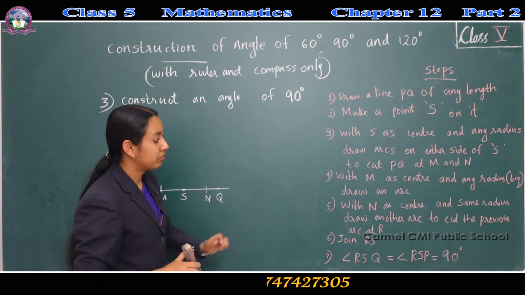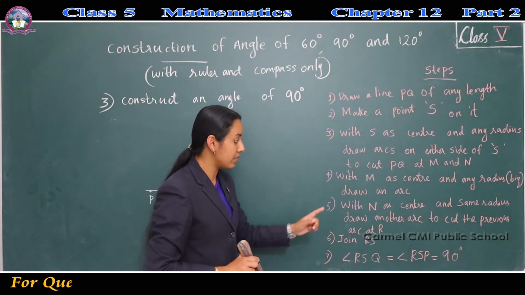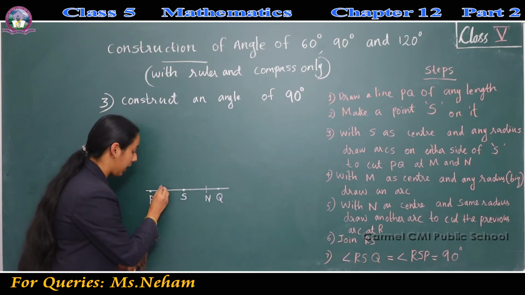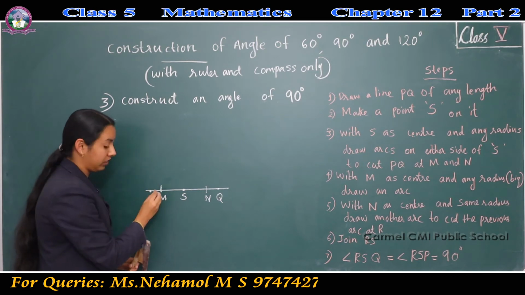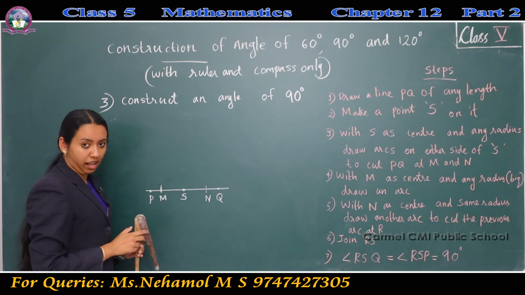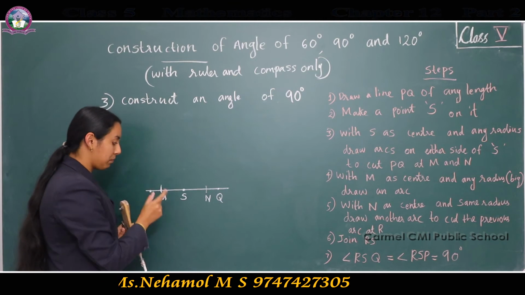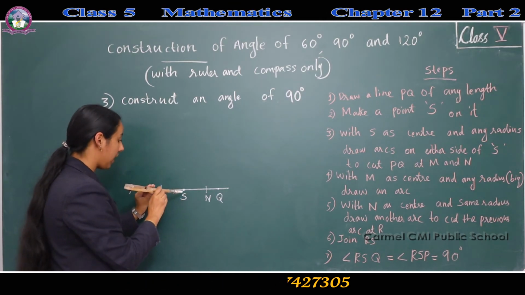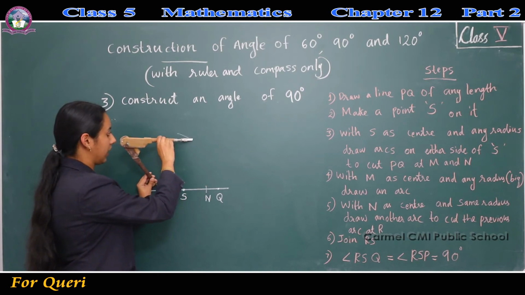Then, with M as center and any radius, draw an arc. Now, with M as center, we have to draw another arc, one big arc. That means it must be bigger than the previous one. With M as center, draw a bigger arc.